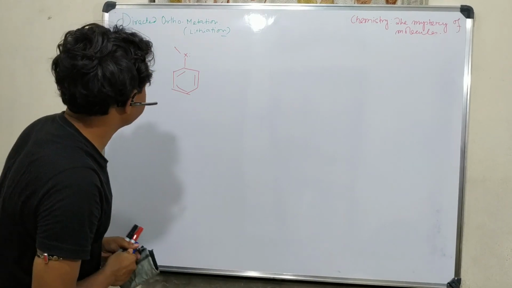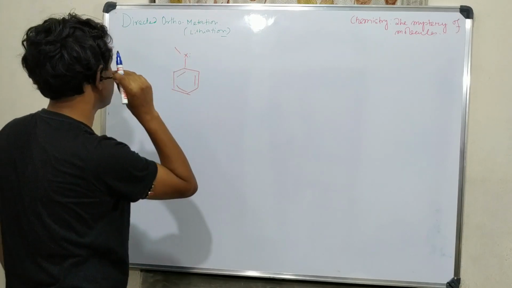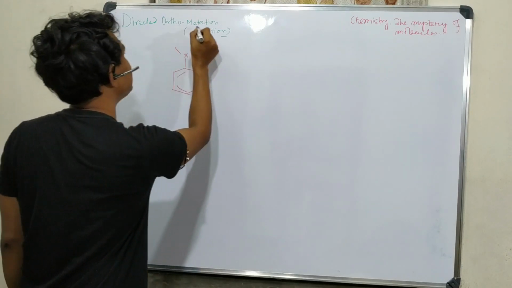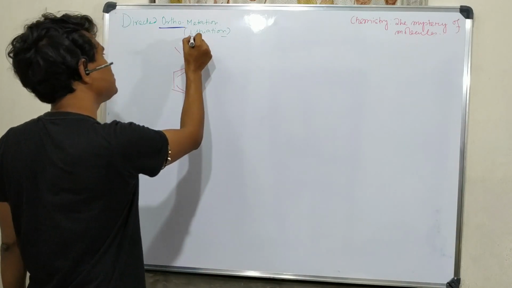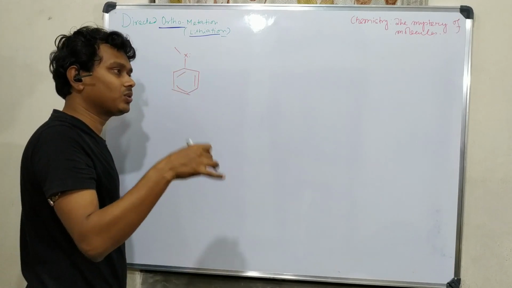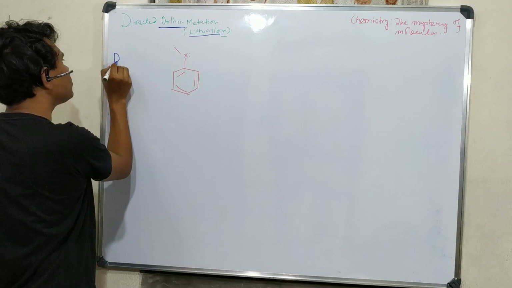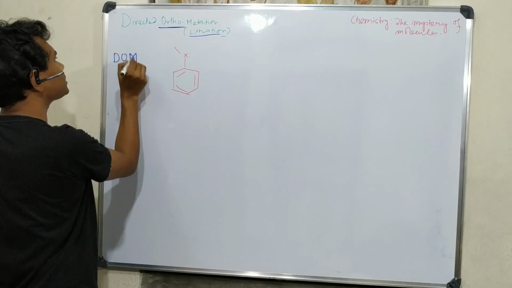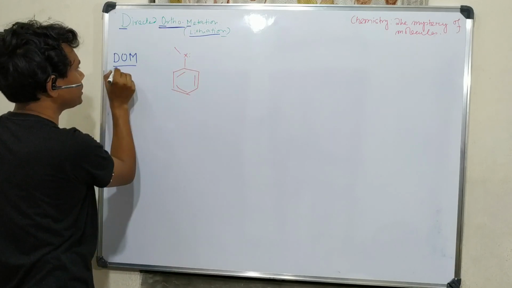So let's start. Directed ortho-metalation. From the name you can understand it is ortho-metalation. Actually, since we are talking about lithium attachment, it is directed ortho-lithiation. So this reaction is called the DOM reaction, directed ortho-metalation, DOM reaction.